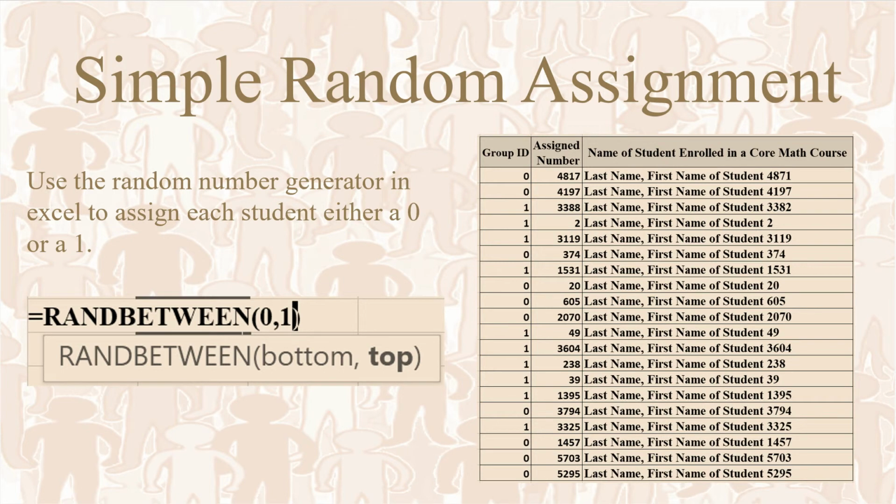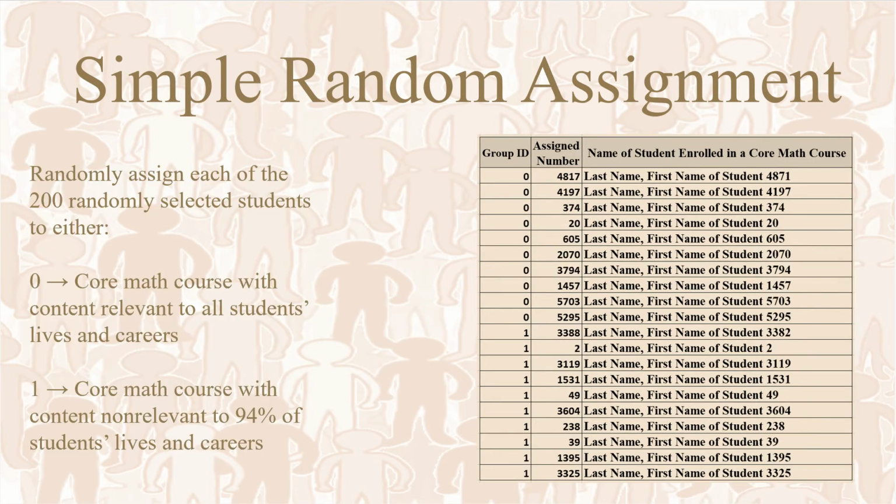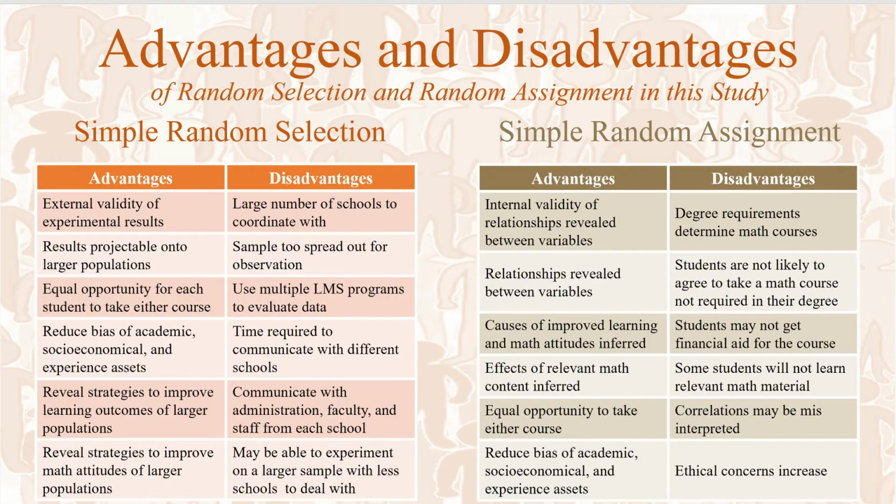After randomly selecting 200 participants from the student population, then randomly assign those students to either the core college math course, Quantitative Literacy, or the core college math course, College Algebra. Using the Excel random generator, randomly assign each student either a 0 or a 1. Let the number 0 represent the core college math course, Quantitative Literacy, and let the number 1 represent College Algebra. This form of random assignment allows each student an equal chance of being assigned to either course.